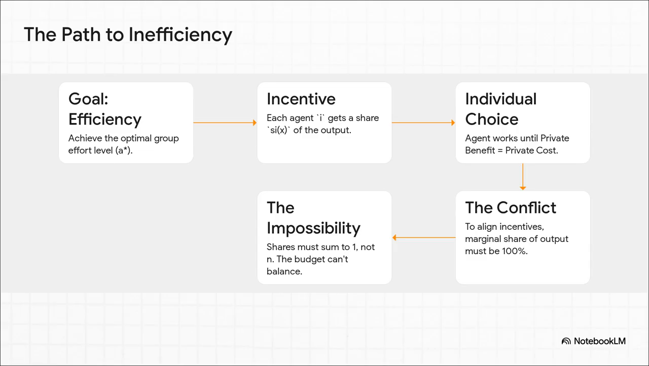So to get the private benefit to equal the social benefit, step 4 shows us that each person would need to get 100% of any extra output they create. And right there in step 5, you see the impossibility. You can't give 3 people 100% of the same dollar. It's a simple mathematical proof of a huge idea. If a team has to split up exactly what it produces, hitting that perfect outcome is literally impossible. That single constraint is the whole problem.